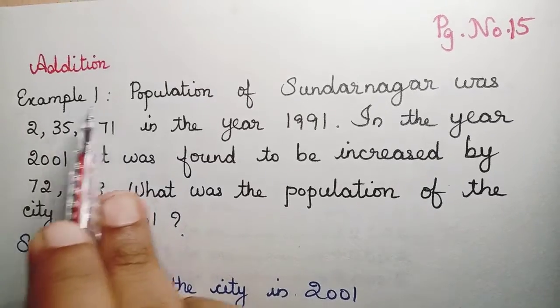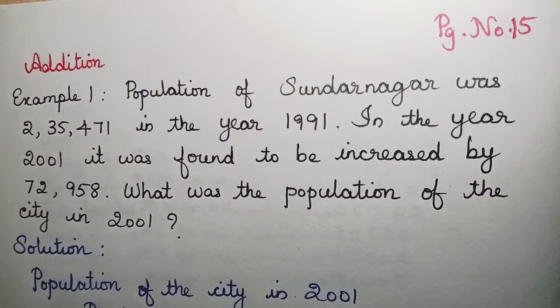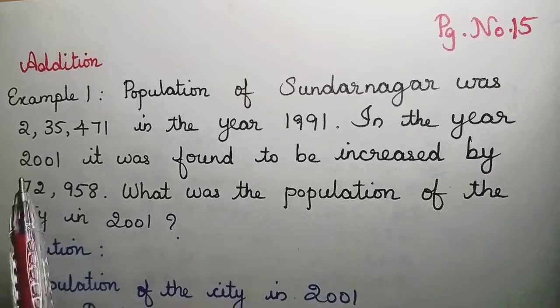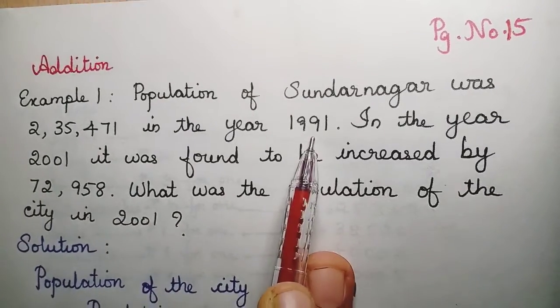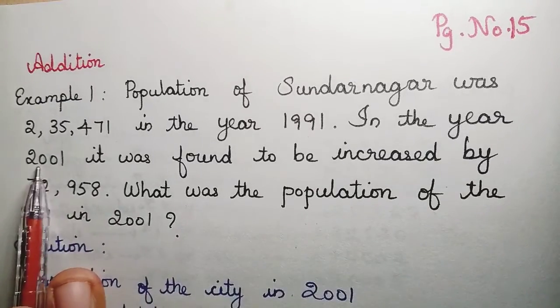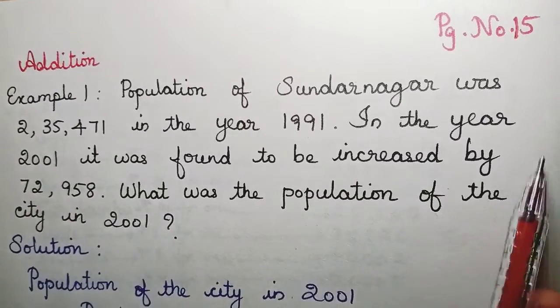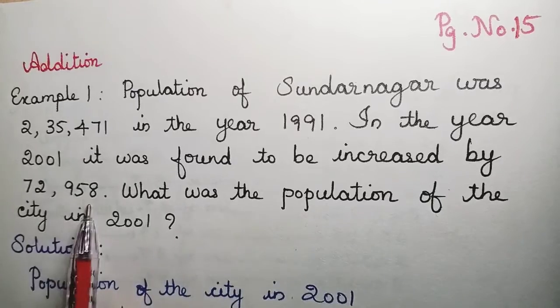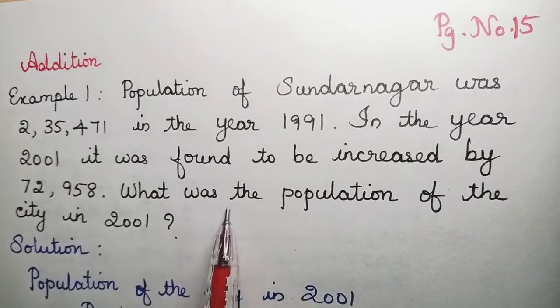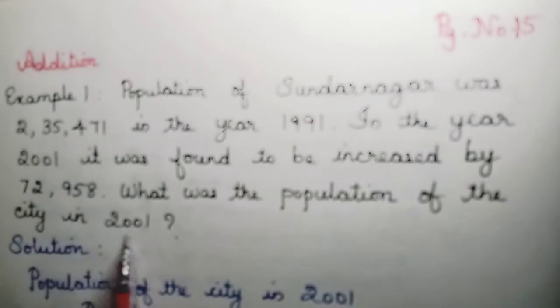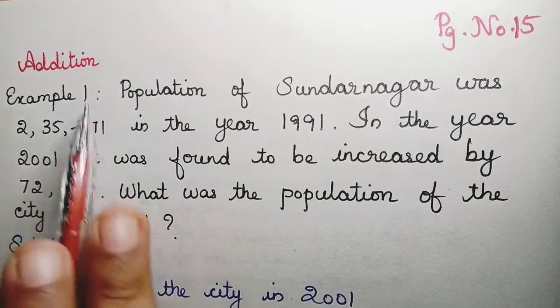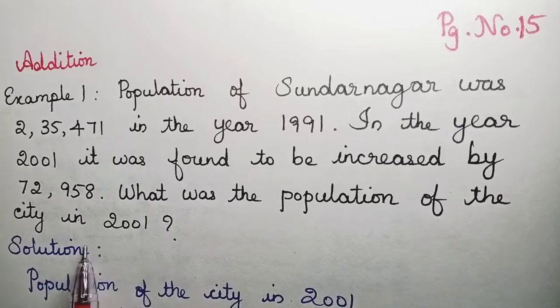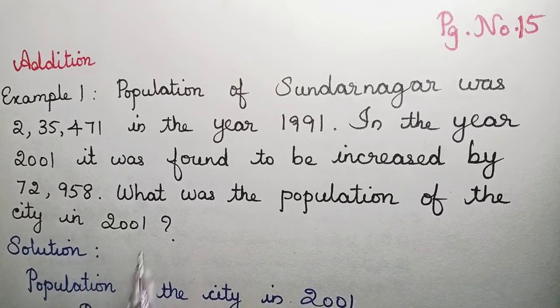Addition. Example number 1. Population of Sundarnagar was 2,35,471 in the year 1991. In the year 2001, it was found to be increased by 72,958. What was the population of the city in 2001? Okay, so 2 values are given and you are asked to find out the total population at a particular year.